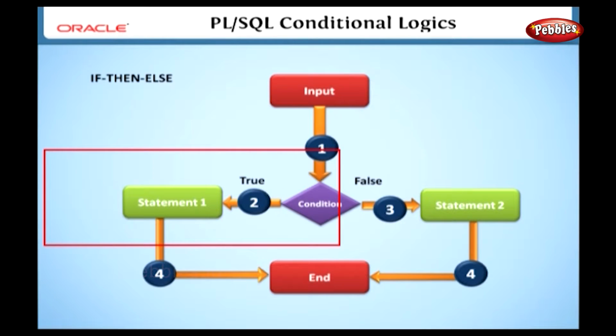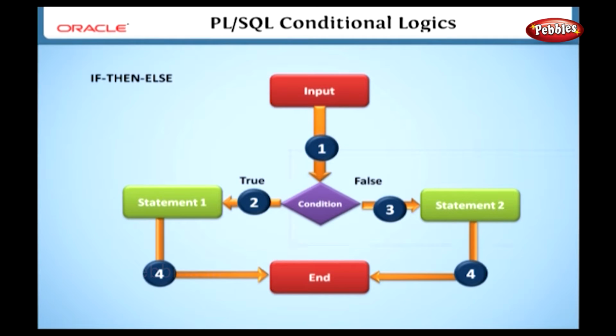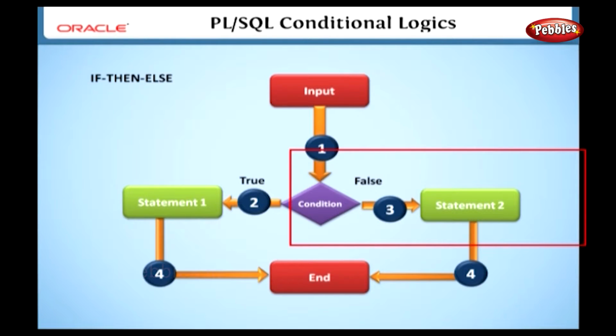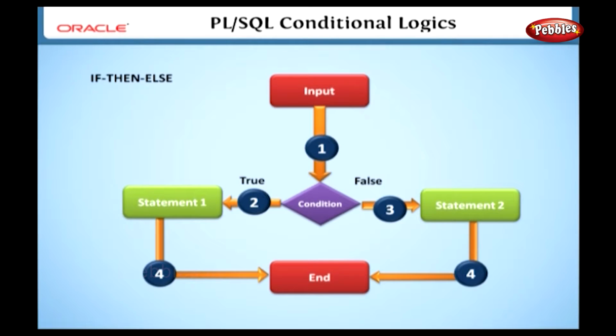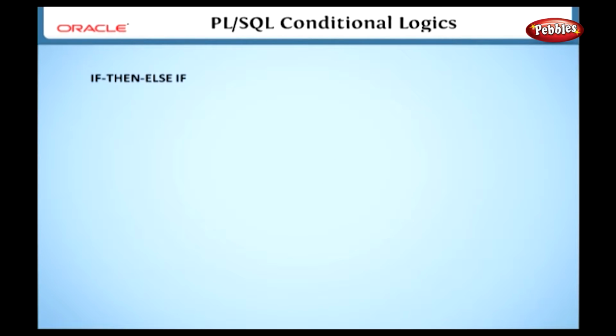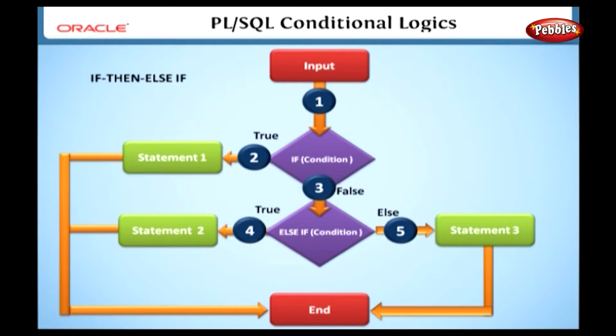The syntax will check the condition first. If that condition is true, then it will execute statement 1. If the first condition is false, it will execute statement 2. Now we will see how the if-then-else-if statement works. See this image.